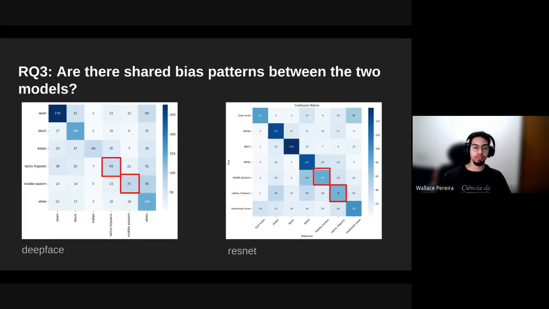The third and last question is, are there shared bias patterns between the two models? As you can see in the confusion matrix, both models have the highest misclassification rates for Latino Hispanic and Middle Eastern faces, showing a similar bias pattern.